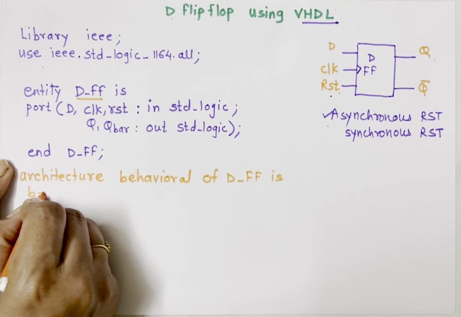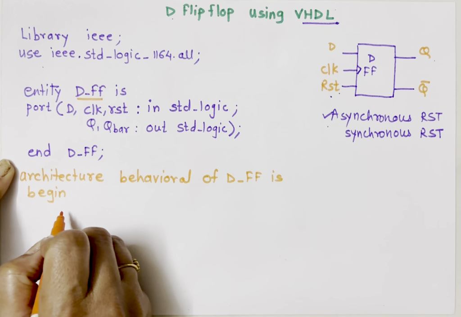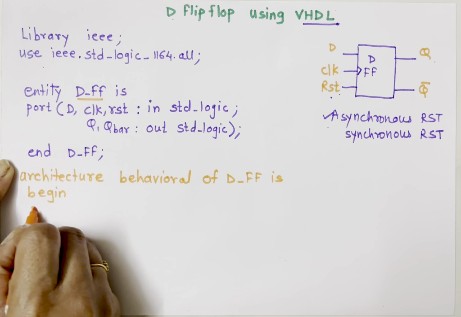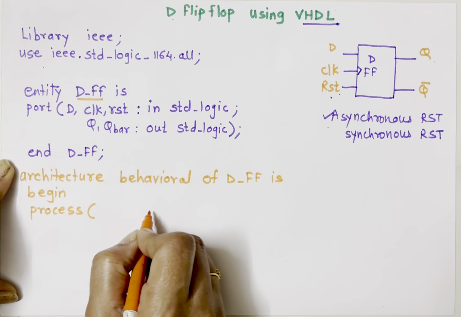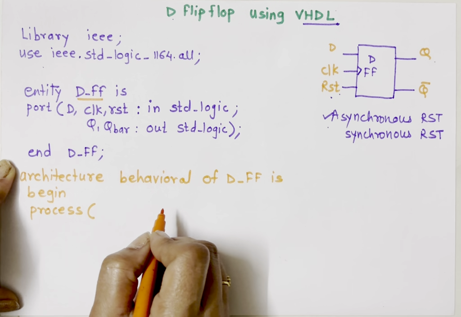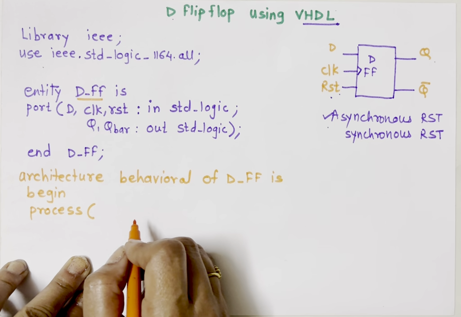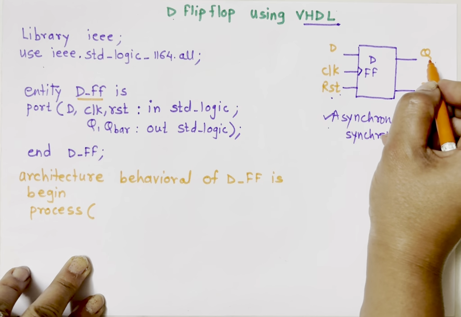Architecture begin. Here we don't use any curly brackets. We use the word begin. Then in the behavioral modeling style we use the process statement. Process, and this bracket is called the sensitivity list. In the sensitivity list we include inputs to which our process is sensitive. It means if these inputs change, my output should change.